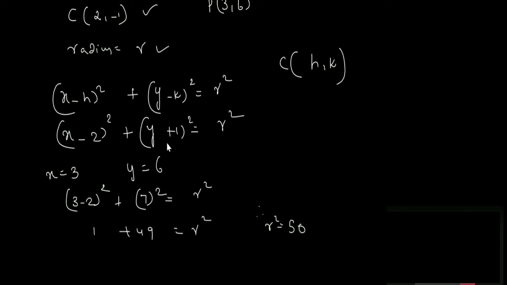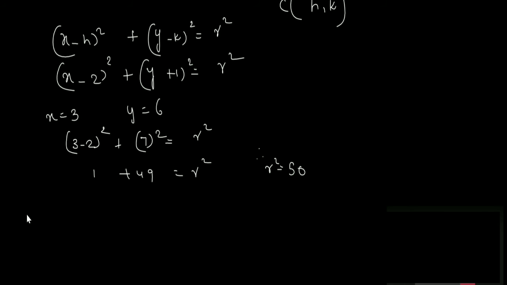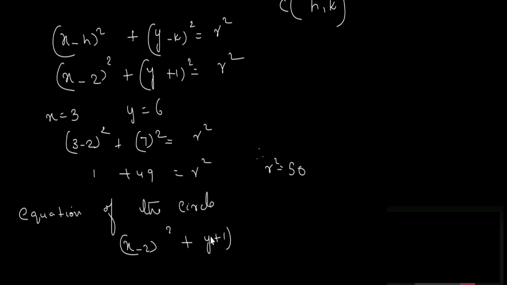So the equation of circle is, now substitute r square in this. So we get the equation of circle as x minus 2 the whole square plus y plus 1 the whole square is equal to 50. That is the second equation.